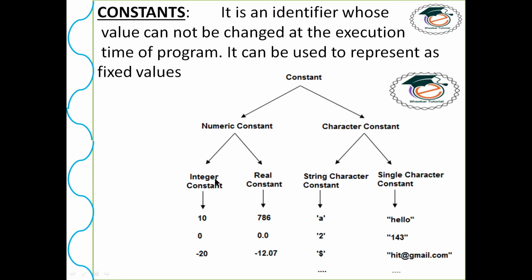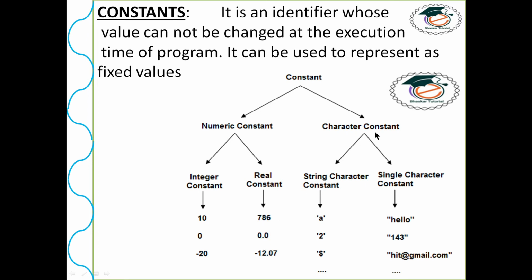In numeric you see there are integer constants and real constants. Numeric constant is divided into integer and real. In the integer I have given you 10, 11, 12, whatever you can give: 10, 0 and minus 20. So it includes 0 and negative integers also. And in real constant you see just numbers like the integer constant, like I have given here 786, 0.0 and minus 12 point. So in real, decimals also come. Just these things you have to know.